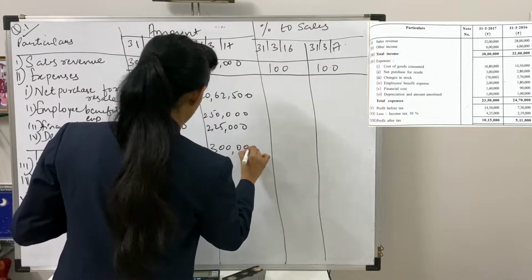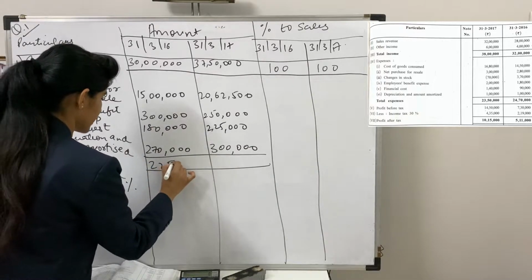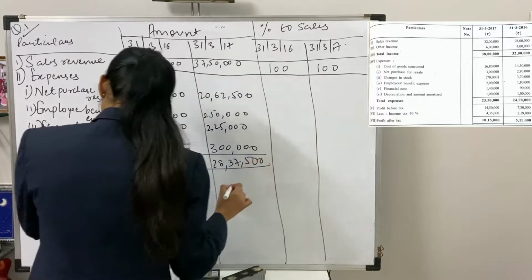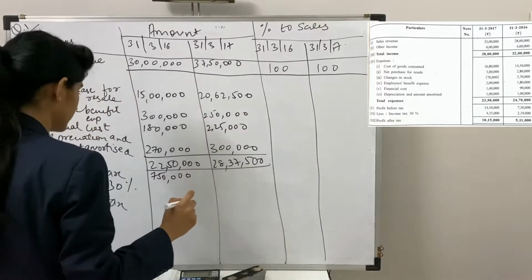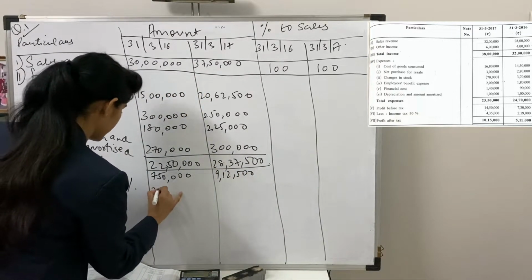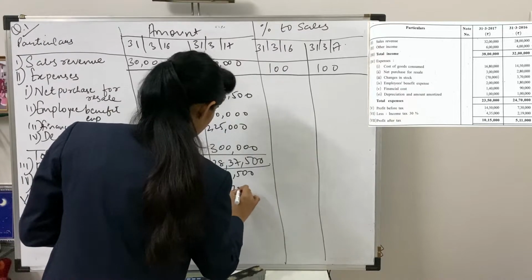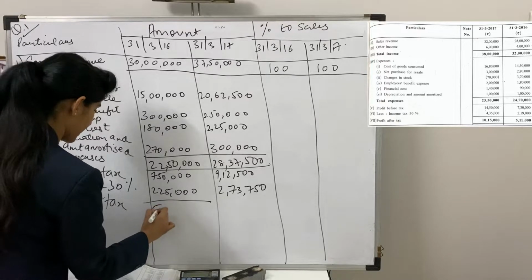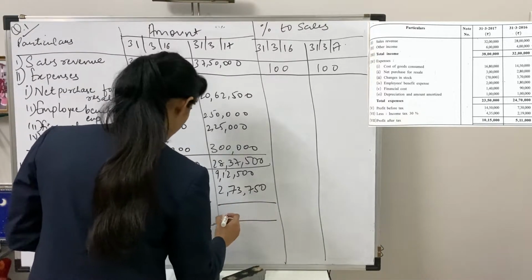Your total expenses are 22 lakh 50,000. Over here 28 lakh 37,500. Profit before tax given in the question is 7 lakh 50,000 and 9 lakh 12,500. Next is your tax, 2 lakh 25,000. Over here 2 lakh 73,750. Now profit after tax is your 5 lakh 25,000. Subtracting this, you are getting this figure 6 lakh 38,750.